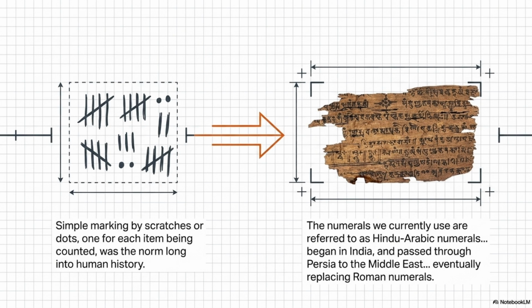Exactly. And that economic pressure, the need to calculate quickly across these vast trade roads, is why our modern Hindu-Arabic numerals took over. They actually started in India. Oh, really? I always thought they were Arabic. Well, they passed through there, but they started in India, where a mathematician named Aryabhata of Kusumapura was using place value notation way back in the 5th century. From there, they moved through Persia and the Middle East, and they offered such incredible efficiency that they completely replaced Roman numerals in Europe. Wow.